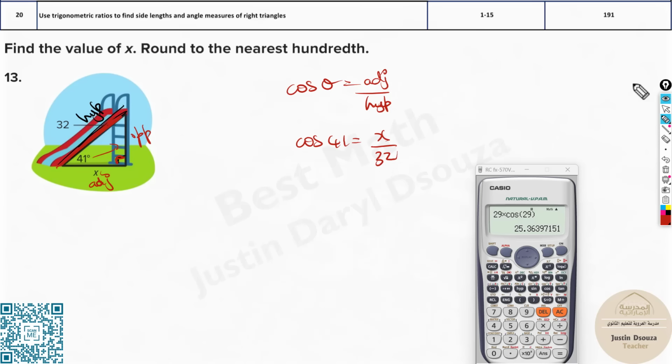So it's just 32 multiplied by cosine 41 degrees. Now when you write 32, it's automatically taken as multiplication here. Okay, it's automatically considered that. It's 24.15.